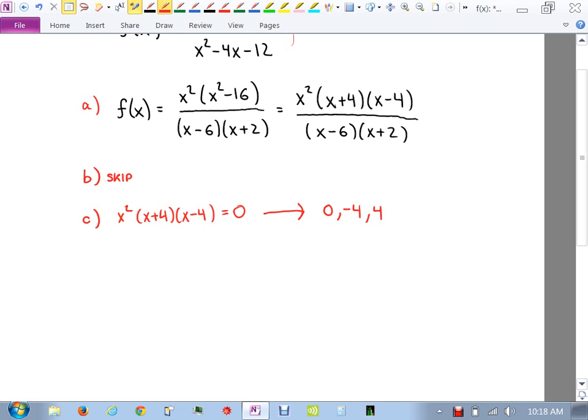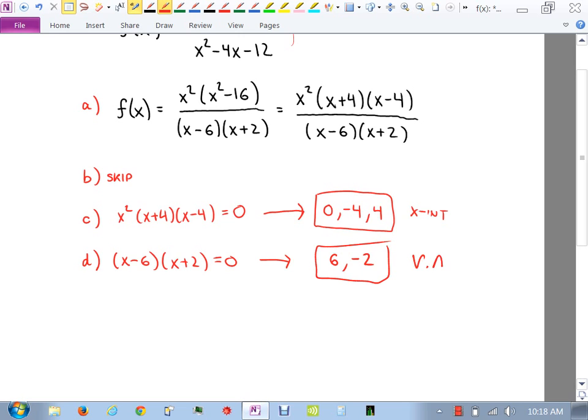Okay, questions on those? You'll skip part B, but I want you to at least look and say, yeah, there's no common factor, so yes, I'm skipping it. Step D, find the vertical asymptotes, set the denominator equal to 0. So remember, these were our x-intercepts. Now I want the vertical asymptotes, so set the denominator equal to 0. That gives me two answers. They are 6 and -2. These are my VAs.